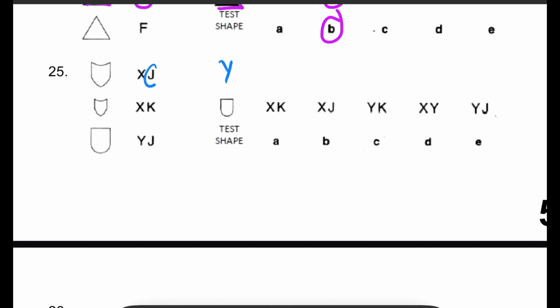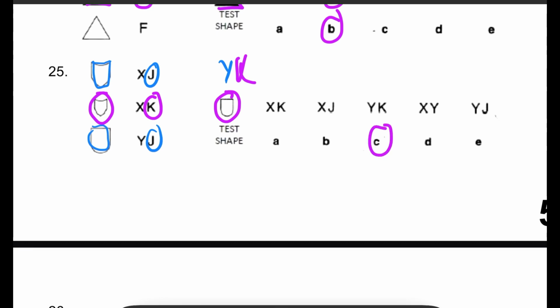The second letter, these two both have a J as the second letter, and these are both this size, whereas this is a smaller size, same as this. The second letter here is a K, YK, the answer is C.